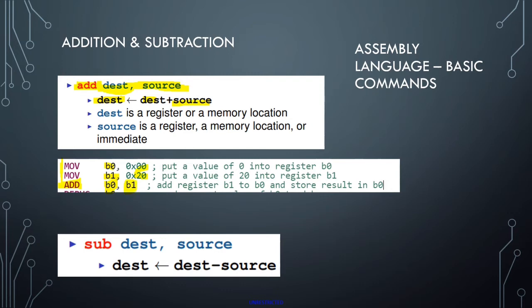So I'm adding these two numbers together, and try not to get confused. This first number right here, in this case this B0, is referred to as a destination, but it essentially functions as a source and a destination, right? It's part of being what's added, and it's the destination for the result. So I just want to reiterate that so we don't get confused by the language here. So I'm adding the contents of register B0 and B1, and I'm going to store the result in B0.